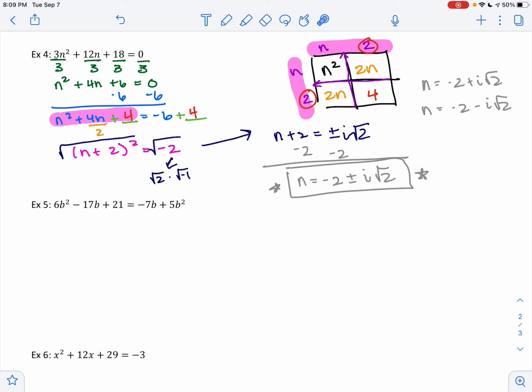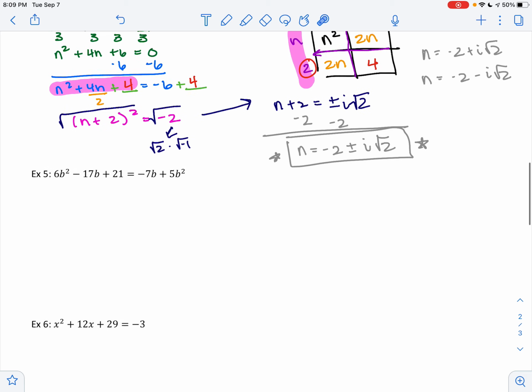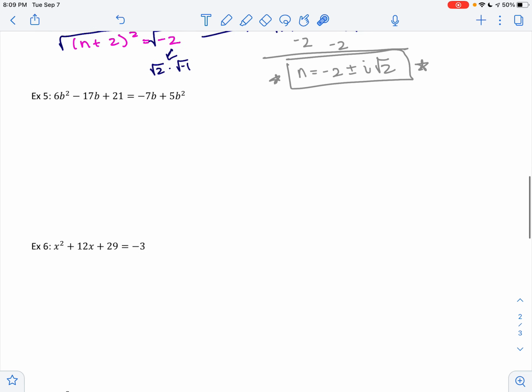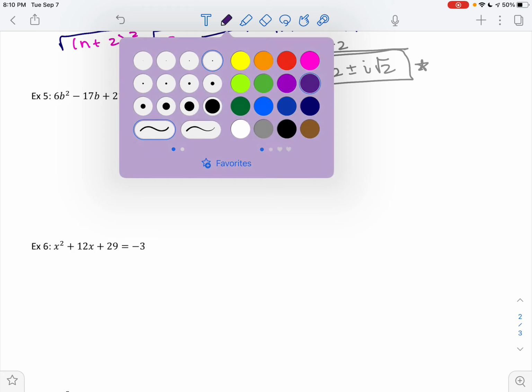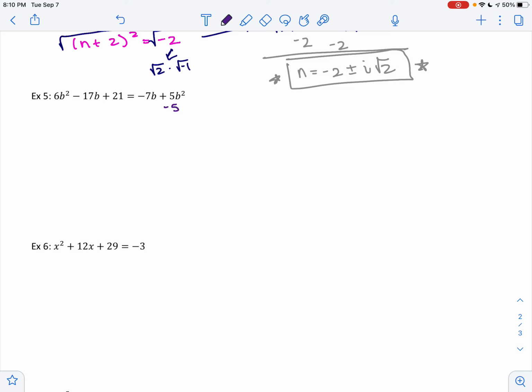On example 5, before I do anything, I am going to want to get this so that all of the variables are on the left side and my constants are on the other, because right now everything's kind of all scrambled up. So the first thing that I am going to do is subtract 5b squared on both sides. And I'm going to add 7b to both sides because I know I want all my variables on the left. If you wanted, you could also move that 21 over since you know that constant's going to need to be on the other side. So to undo addition, I'll do subtraction.